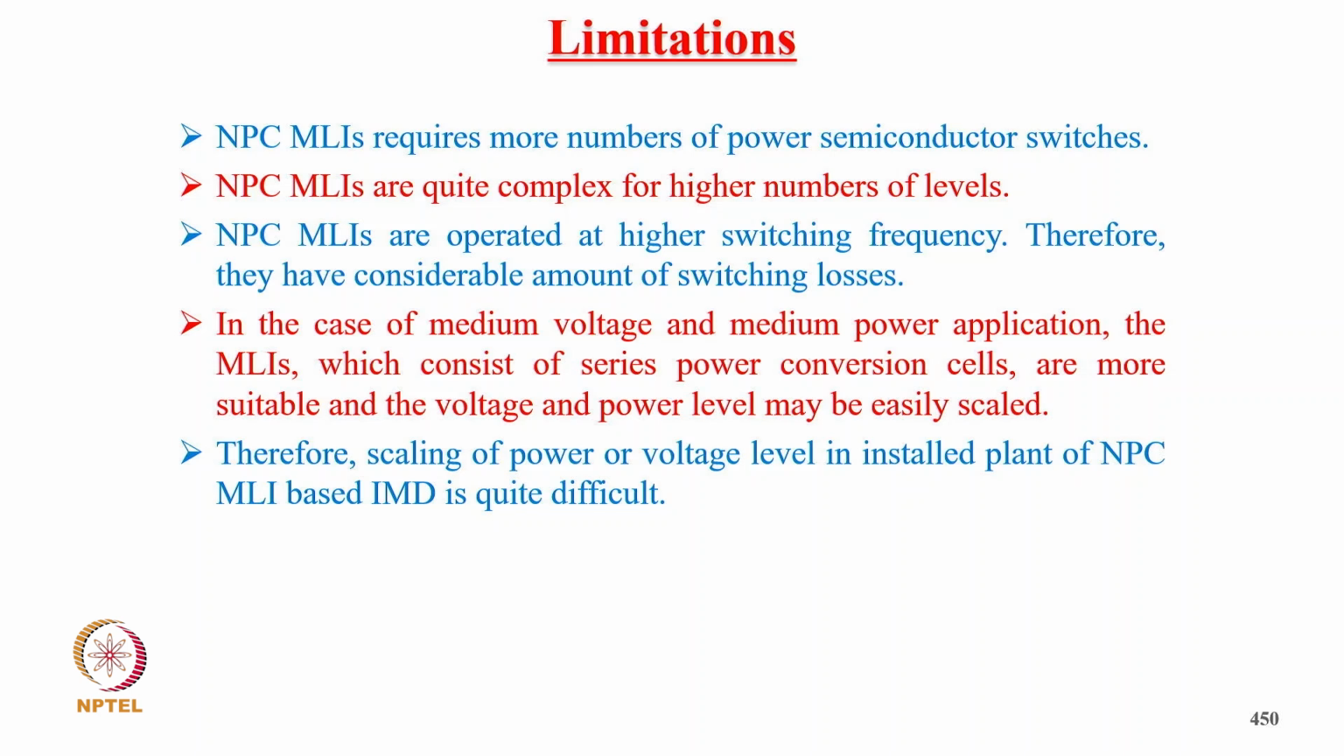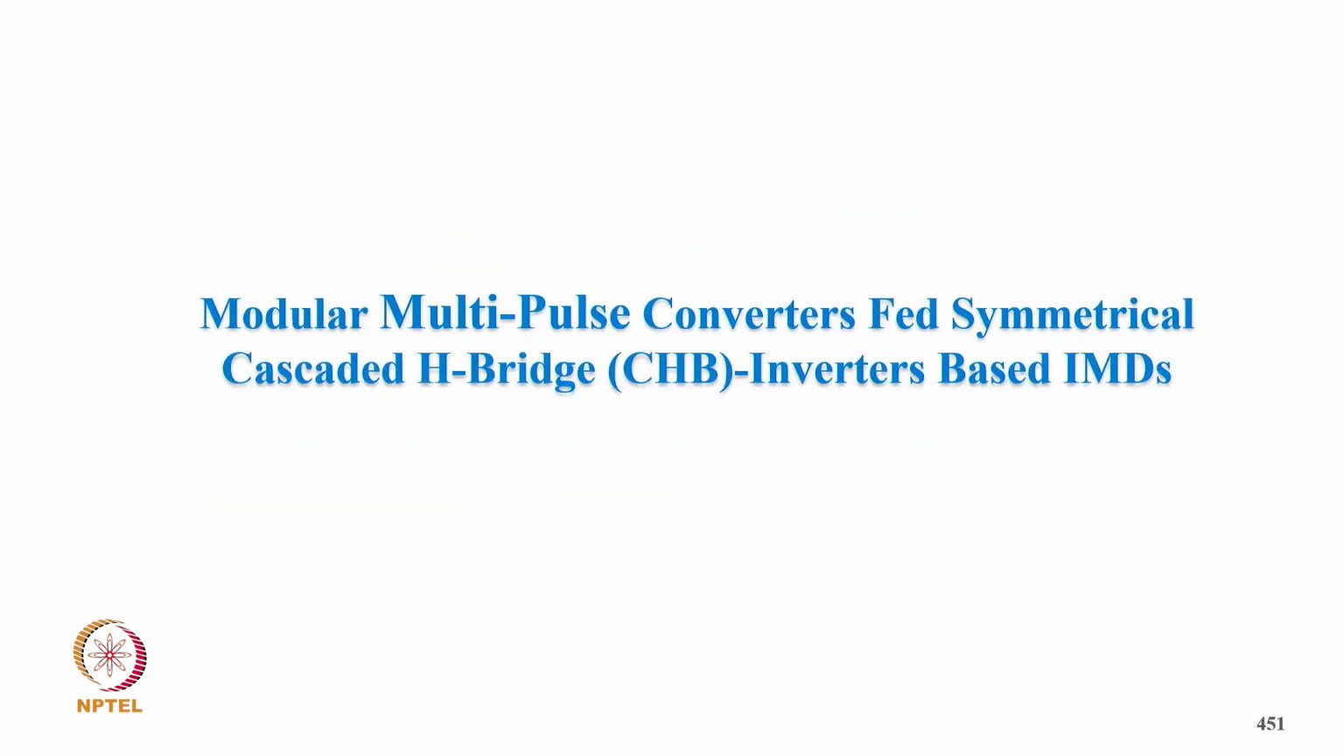So here the limitations are: neutral point clamped multi-level requires a larger number of power semiconductor devices, and the neutral point multi-level are quite complex for a higher number of levels. NPC multi-level are operated at higher switching frequency, and therefore they have a considerable amount of switching losses. In case of medium voltage and medium power applications, the multi-level inverter which consists of series power conversion cells is more suitable, and then voltage and power level may be scaled. Therefore, scaling of power or voltage level in an installed plant of NPC may be quite different.